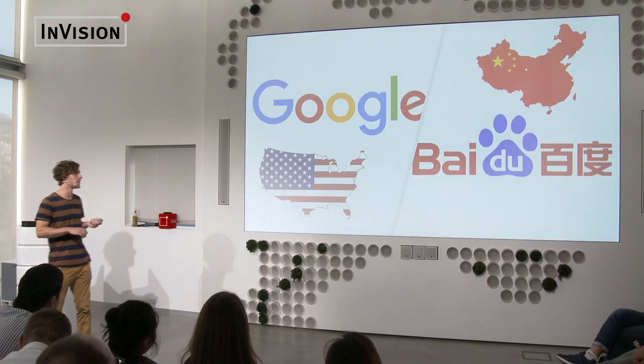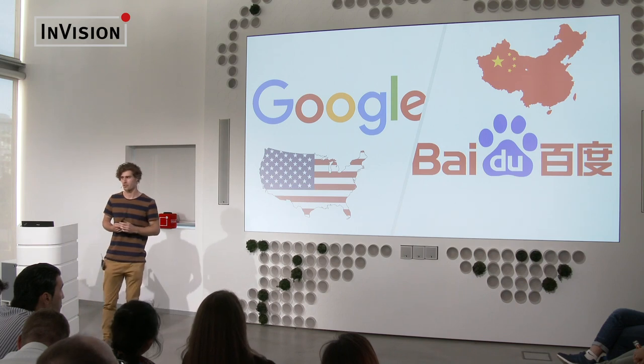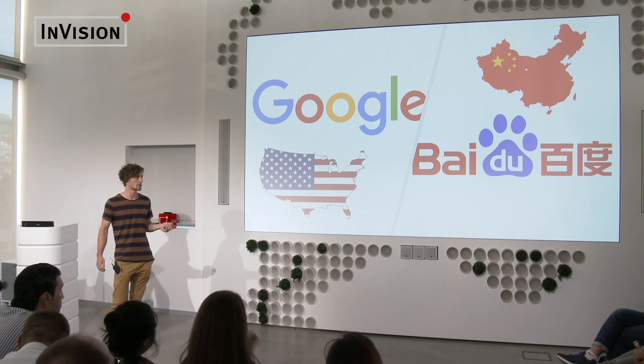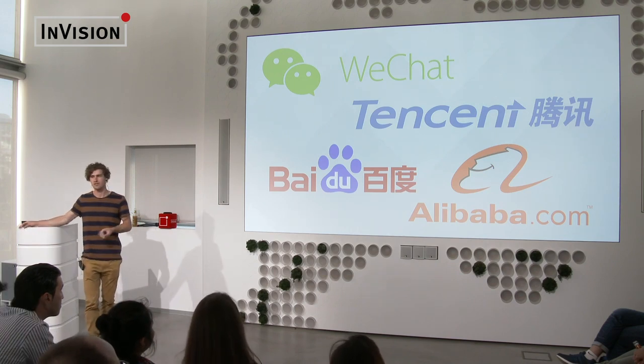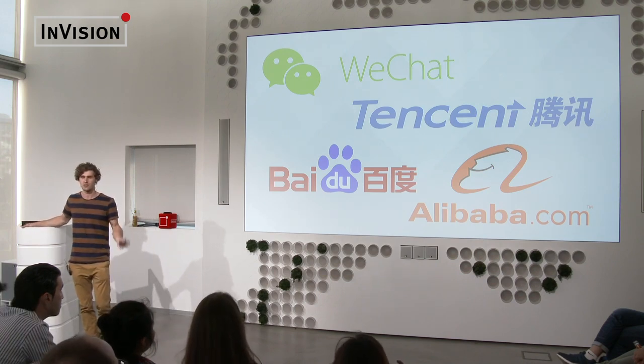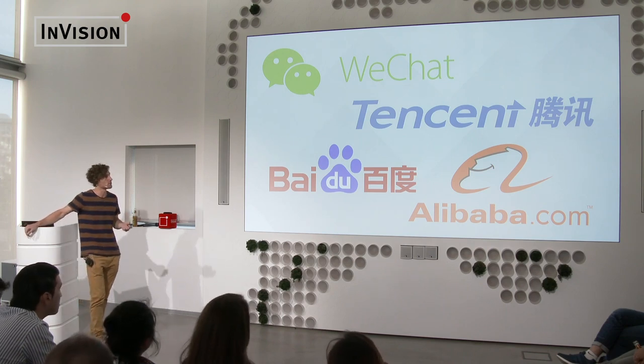Something I want to highlight here is that if you look at China, for example, a lot of people underestimate how fast China is going. If you look at the market cap of a lot of these Chinese companies, like Tencent, Baidu, Alibaba, these companies are huge in comparison to their American counterparts. They're almost as big as Google, for example.